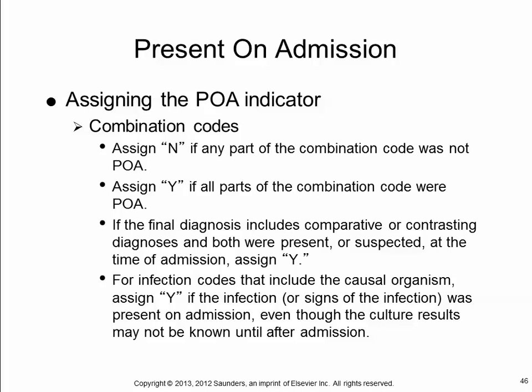For an infection code that has a causal organism, so a urinary tract infection with E. coli, okay? You assign a Y to that E. coli even if the culture results are not known until after admission. Sometimes those culture results aren't even available until after discharge. But it was obviously there at admission. You code it with a Y.